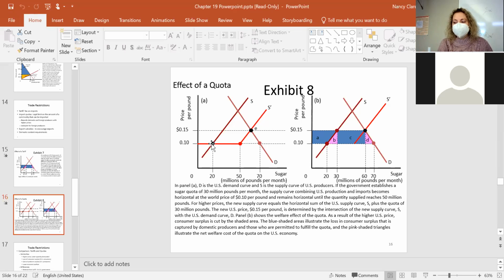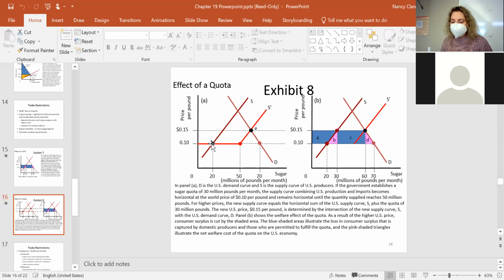Area A is actually the same as it was under tariff. US firms get 15 cents. It's bordered by the US supply curve, the initial US supply curve. That area A is US producer surplus. It's that area C in the middle that no longer belongs to the US government because it's not a tax, right? So it's not tax revenue because the quota is not a tax.